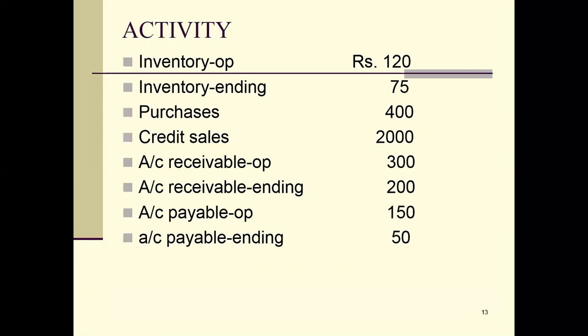Now check this one. We have different information to calculate a simple working capital concept. Our cash conversion cycle, inventory opening and ending is given, purchase is given, credit sale of 2000, receivable opening and ending both are given, and payables opening and ending both are given.